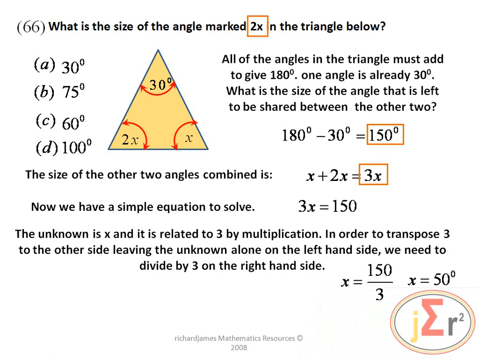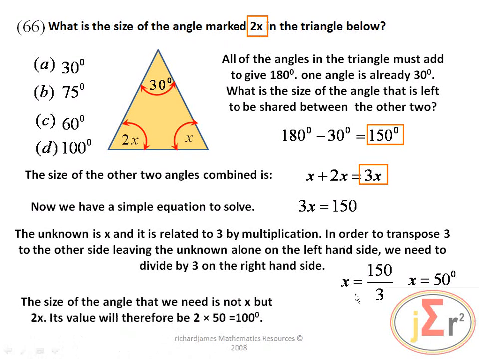But it is not good enough to find the value of x. We need to find the angle marked 2x. The size of the angle that we need is not x, but 2x. Its value will therefore be 2 times the value of x, and the value of x is 50. 2 times 50 is 100. The correct answer is option D.